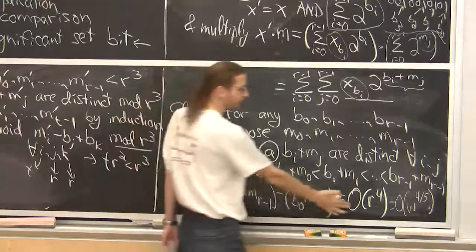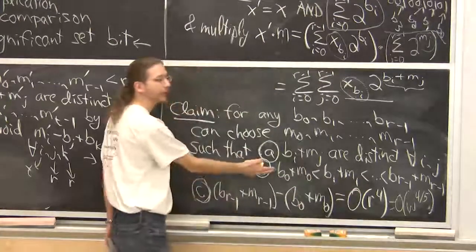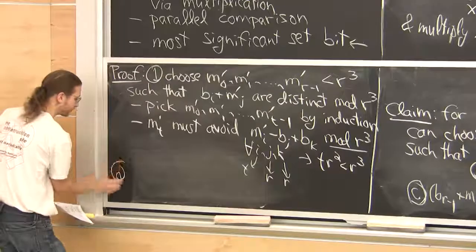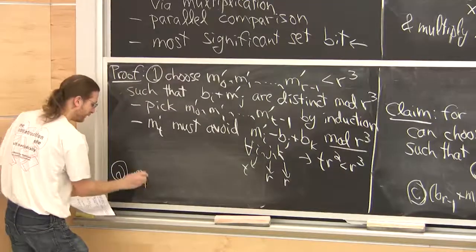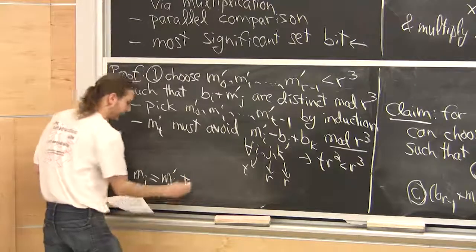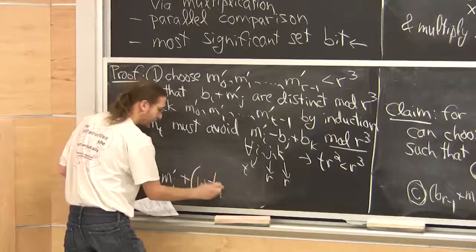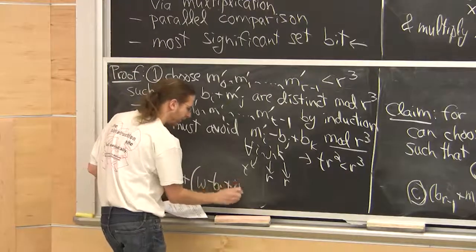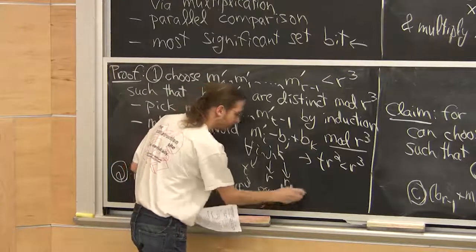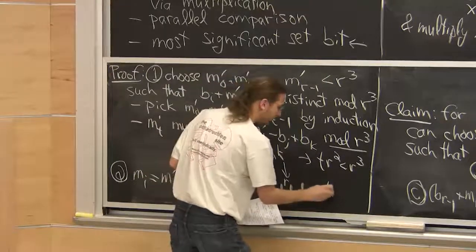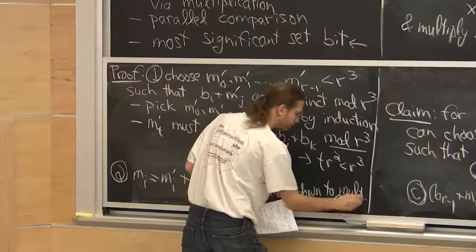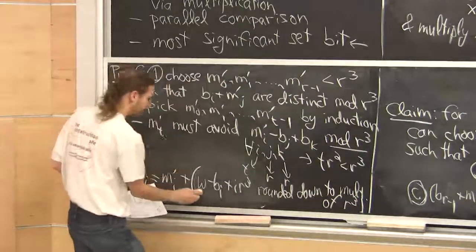Now we have a little bit of space. We're allowed to go up to r to the 4th. And now we just need to spread out these bits. So that's step 2. Basically, we're going to set m_i to be these values that we chose plus this weird thing: w minus b_i plus i r cubed, rounded down to a multiple of r cubed. So I guess you could put this in parentheses if you want.